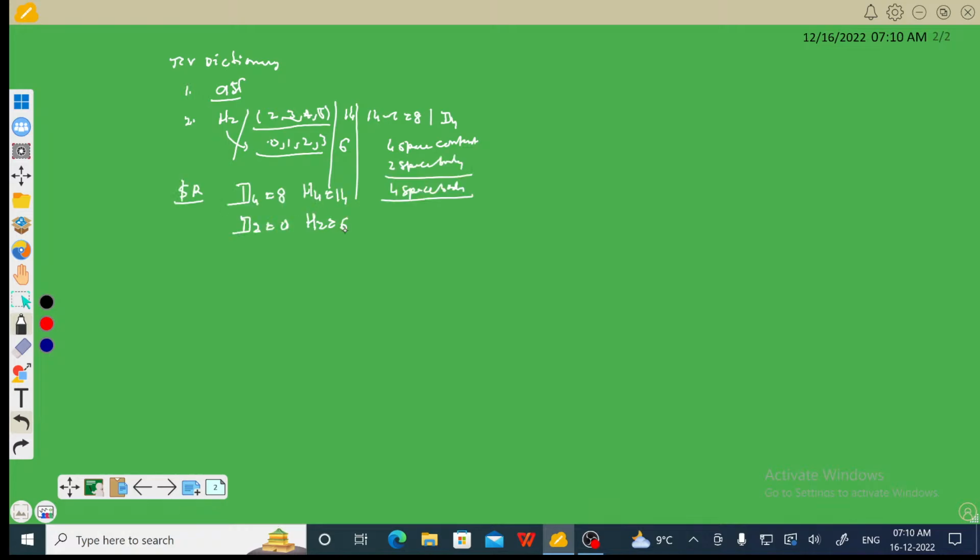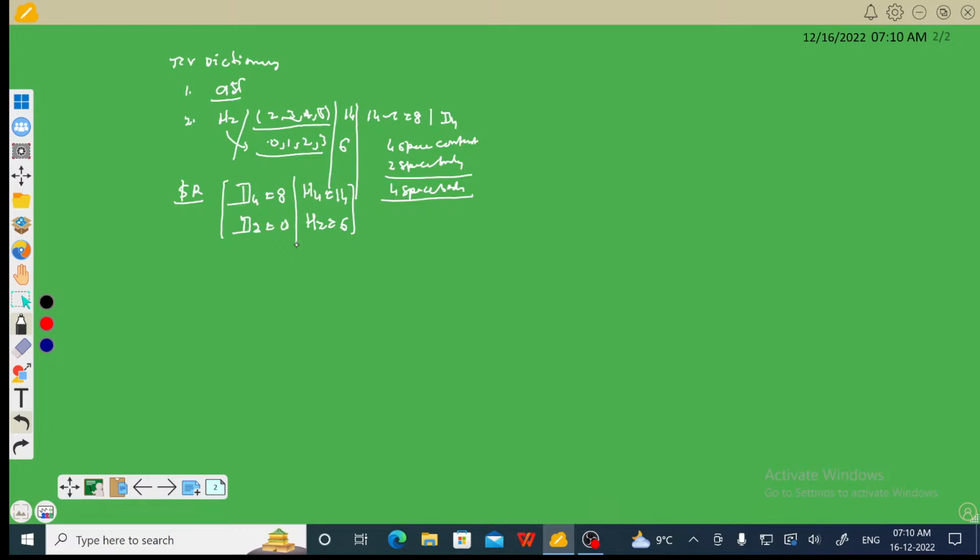will help us see how these bodies are making it 14 plus 0 is equal to 8 plus 6, that is H4 and D2 equal to D4 and H2.